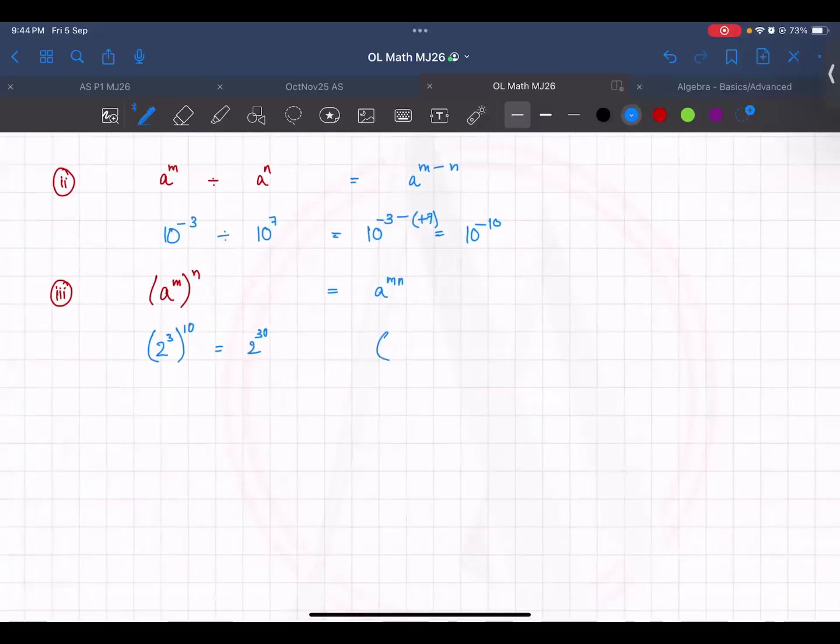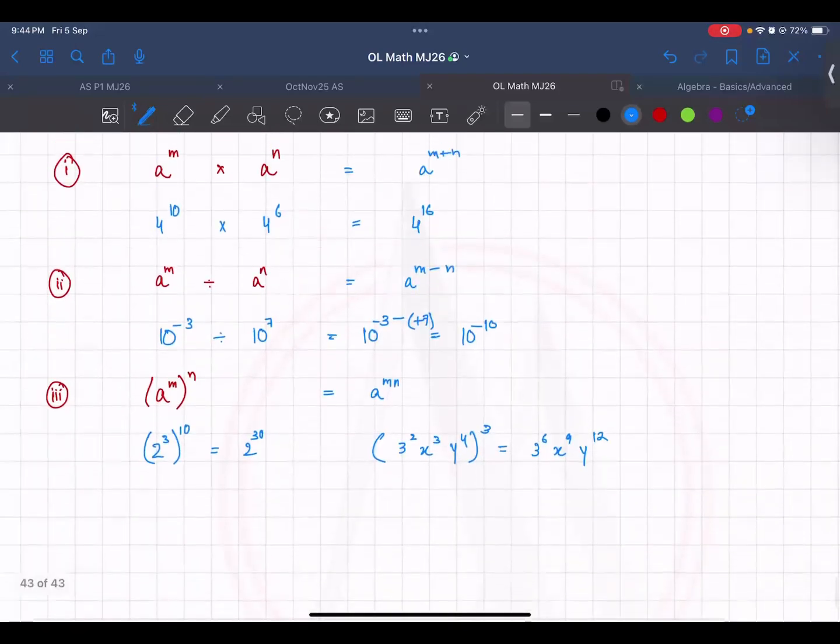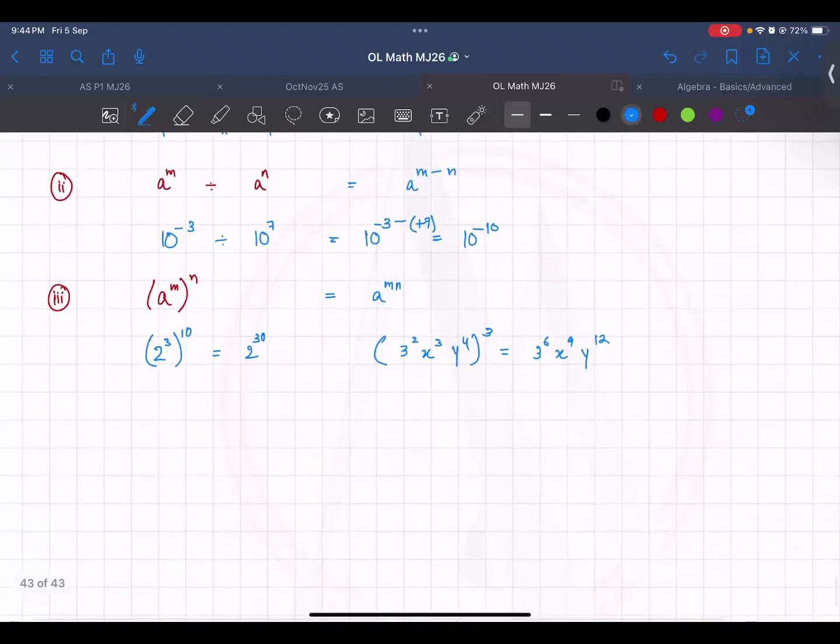If you have, let's suppose, 3 square x cube y4 to the power of, let's suppose, 3. This is a past paper like question. So when you open up the bracket, the power 3 would multiply with each of the powers inside. So 3 to the power of 6, x to the power of 9, and y to the power of 12. सबकी powers से multiply हुआ 3. याद रखना. Not just with the 3 or not just with the x or the first one or only the y. With all of the powers inside the bracket. ठीक है?